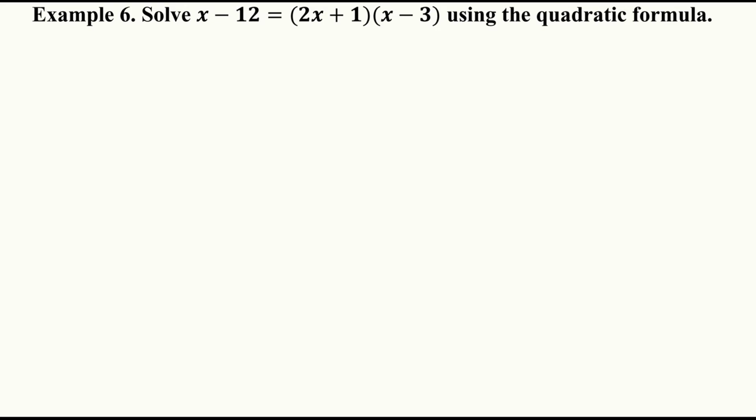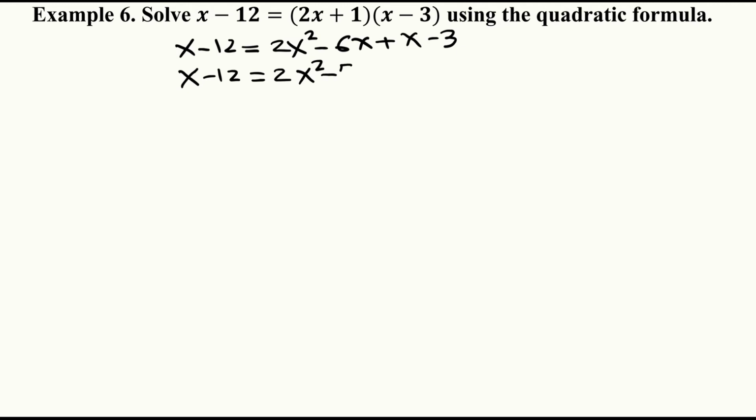Here's a really good one for you to try before you come back and join the video. All right, so I'm assuming you're back. Welcome back. So x minus 12 equals, we're going to go ahead and multiply this out. So we get 2x squared minus 6x plus x minus 3. So we get x minus 12 equals 2x squared minus 5x minus 3.